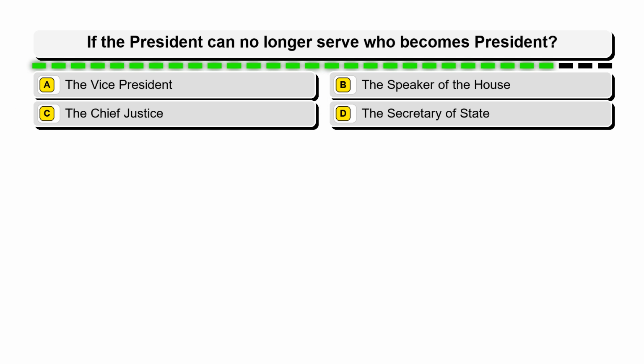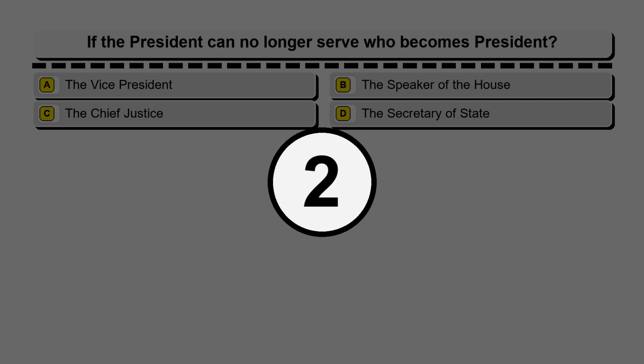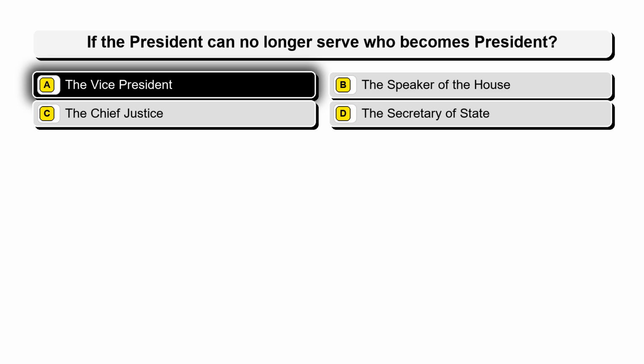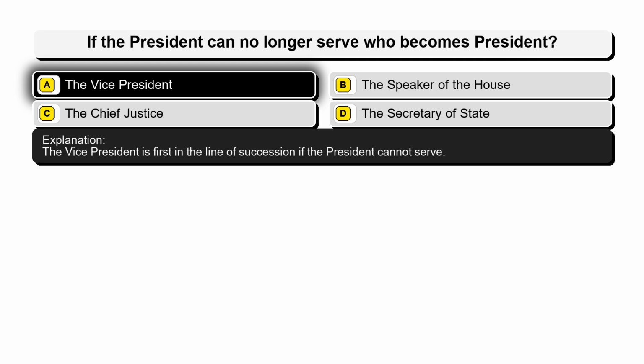Question 146. If the President can no longer serve, who becomes President? Option A, the Vice President. Option B, the Speaker of the House. Option C, the Chief Justice. Option D, the Secretary of State. The correct answer is option A, the Vice President. The Vice President is first in the line of succession if the President cannot serve.